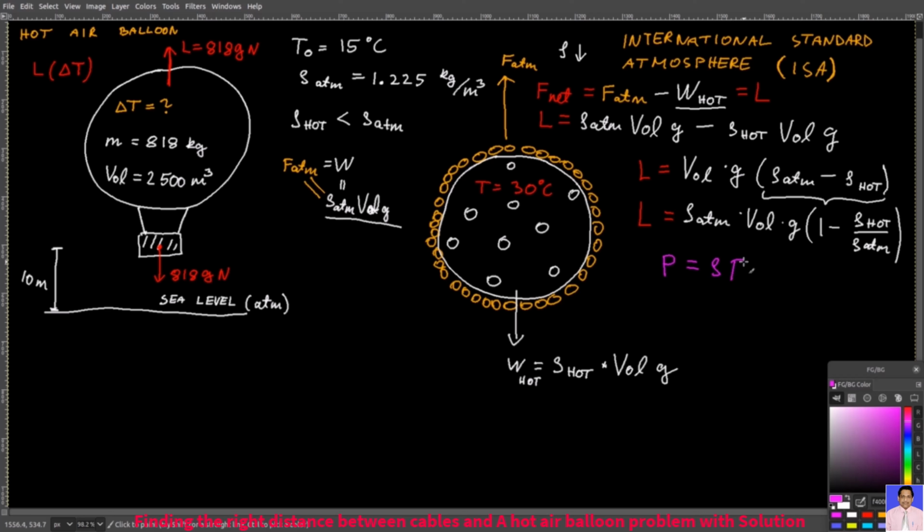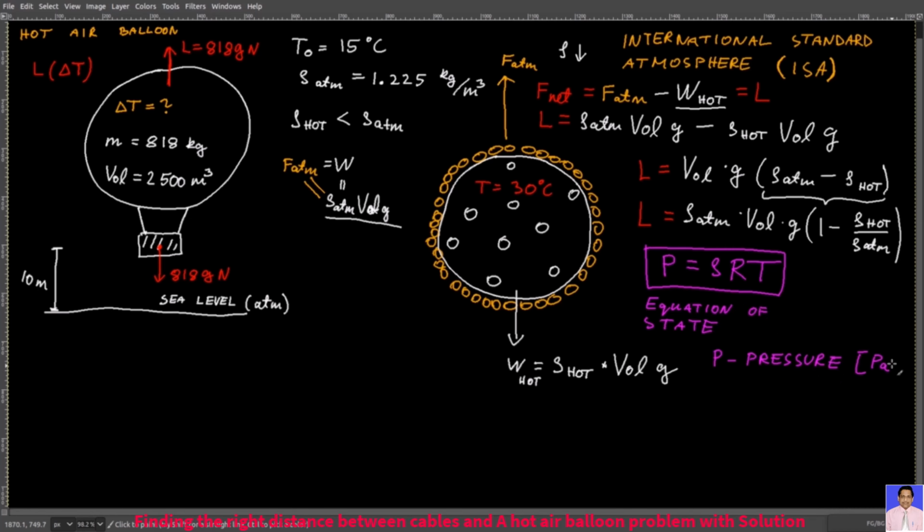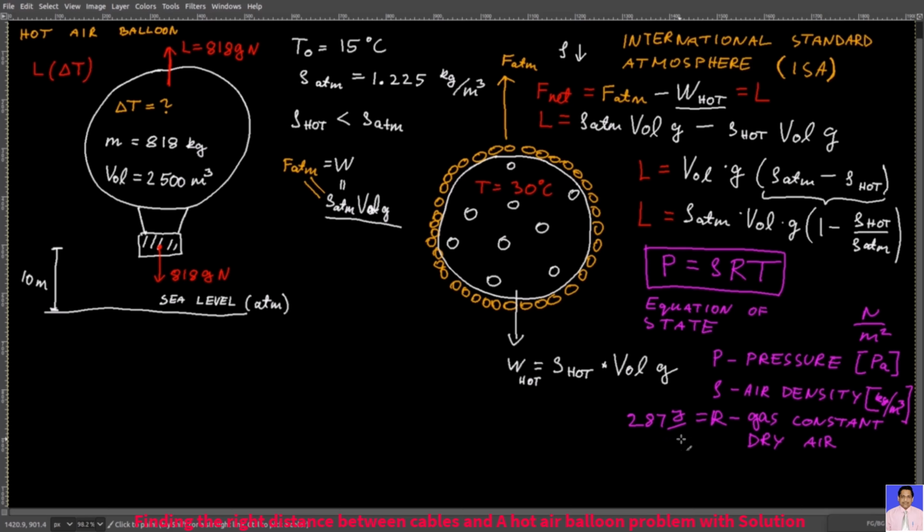P equals rho R T. This equation is called the equation of state. This P here is pressure, and it's measured in pascals, or alternatively Newton over meter squared. Then rho is the air density, then R is the gas constant for dry air, and its value is 287 joules over kilograms times Kelvin. Kelvin is another unit for temperature.